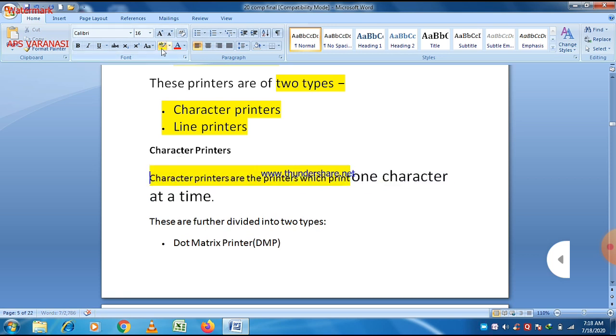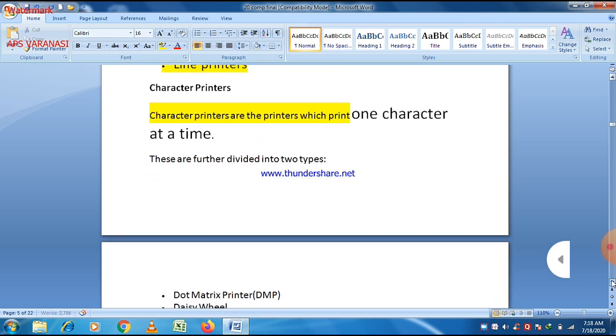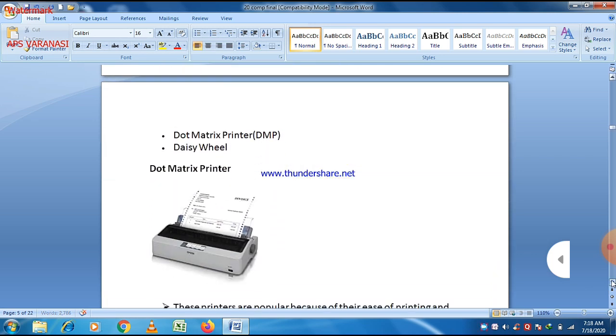Now just draw the diagram. Basic categories: impact and non-impact. Impact is again divided into two basic categories: character and line printer. And character printer is again divided into two basic categories: dot matrix printers and daisy wheel. Now this is an example of a dot matrix printer here. As the name suggests, a dot matrix printer prints the output in the form of dots. So they are called dot matrix printers.